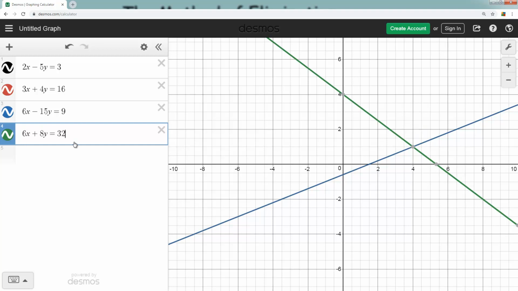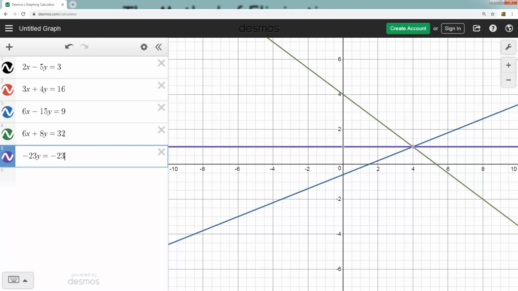And so remember we subtracted them, so let's put another one down here. So 6x minus 6x was no x's. Negative 15y minus 8y was negative 23y, so negative 23y equals, and 9 minus 32 is negative 23. Okay, so this line here, oh, by the way, there's the solution, remember it was x is 4, y is 1. This is the line y equals 1. And actually what I could do is divide that by negative 23, and I get y, and divide that by negative 23, it equals 1.